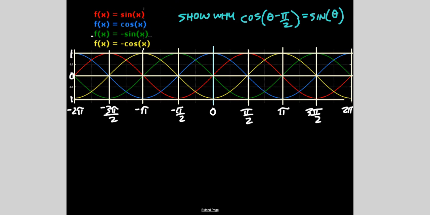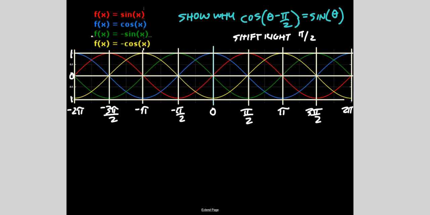So our first property that we're going to demonstrate is cosine of theta minus pi over 2 is equal to sine theta. Okay, remember this means a shift right of pi over 2.